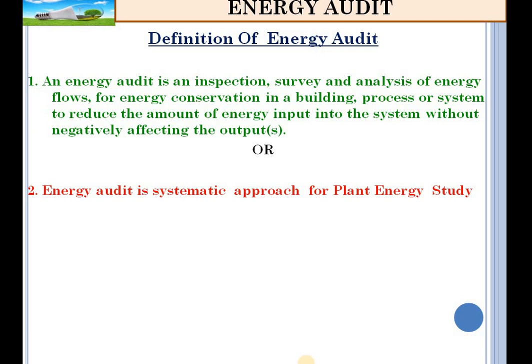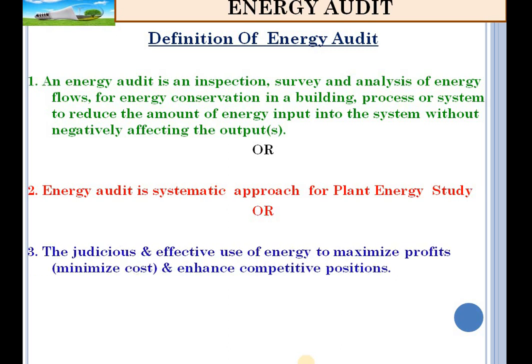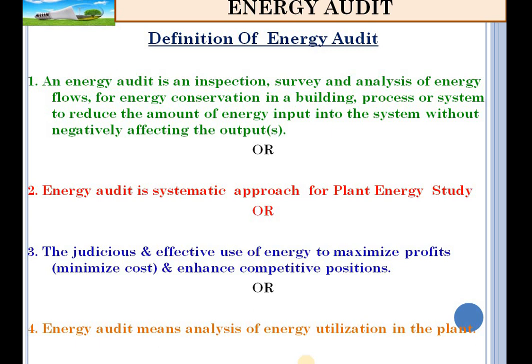Energy audit is a systematic approach for plant energy study. Another one is the judicious and effective use of energy to maximize profits and enhance competitive position. So this is another energy audit definition. Or the last, energy audit means analysis of energy utilization in the plant. So these all definitions are correct and appropriate. Though the sentences are different, the meaning remains the same.